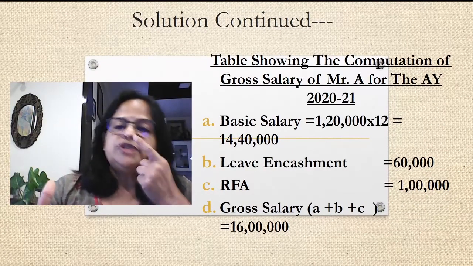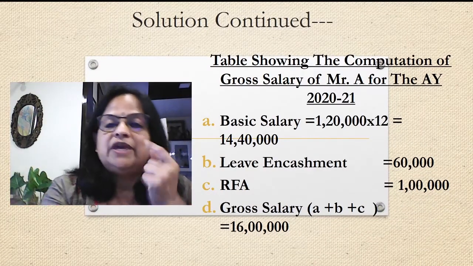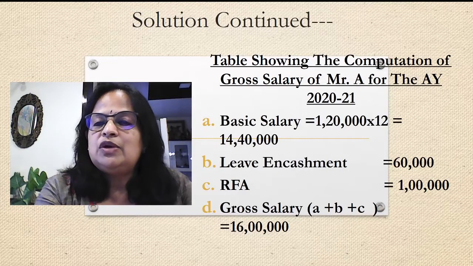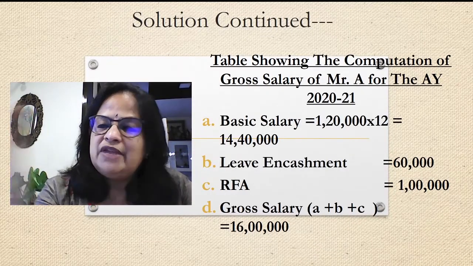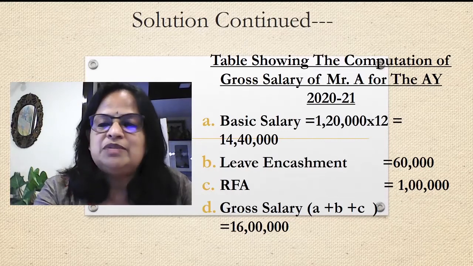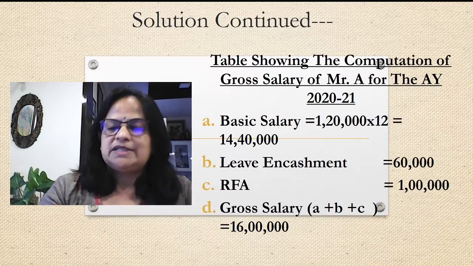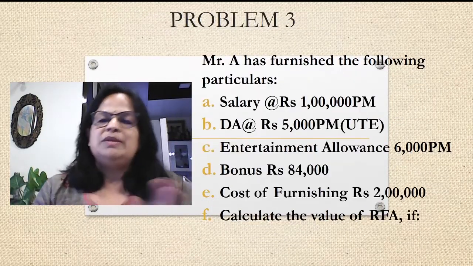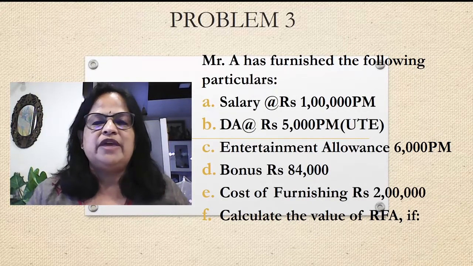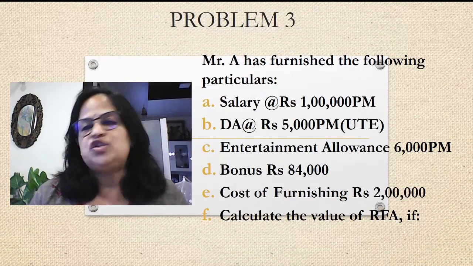Now question for gross salary also they have asked. So basic salary you have included 1,20,000 into 12, 14,40,000. Leave encashment we have to include, fully taxable while in service. RFA we got the value 1 lakh. Gross salary A plus B plus C, it's 16 lakhs. Coming to the third problem, this I divided into 5 headings, 5 subheadings with 5 different adjustments.